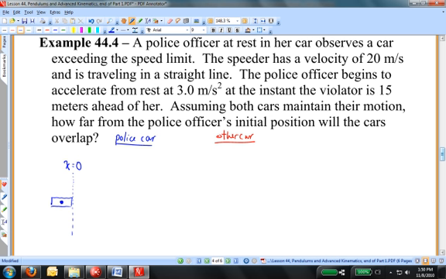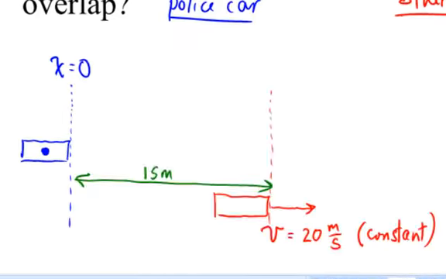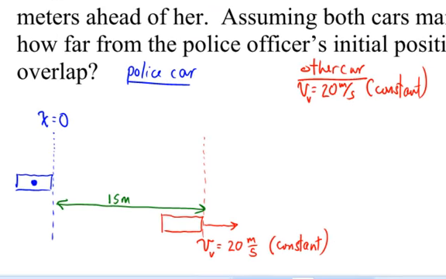That's going to be x equal to 0. I'm going to make the other car red, like a fast red sports car. They tell me that this car is 15 meters ahead of the police car when the police car starts to move. The initial speed of the other car is 20 meters per second. That speed is going to remain constant throughout, because both cars are going to maintain their motion. I'm going to indicate the violator's motion with a subscript V and the police car motion with a subscript P.